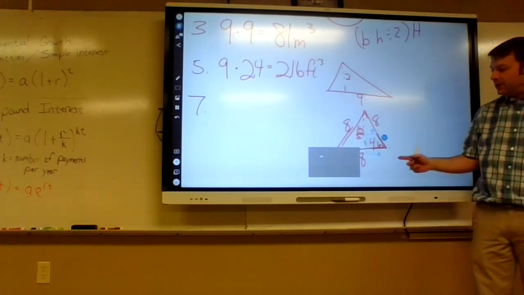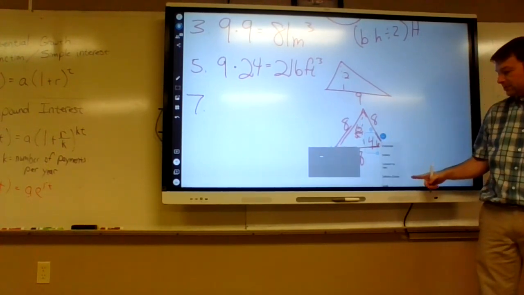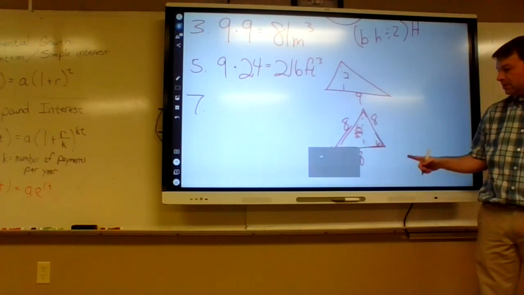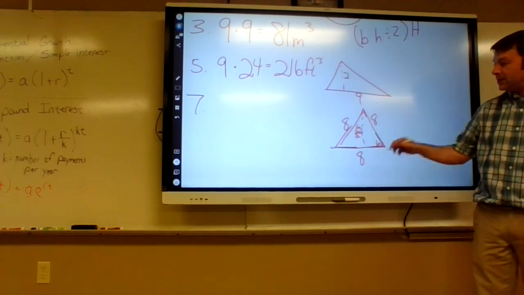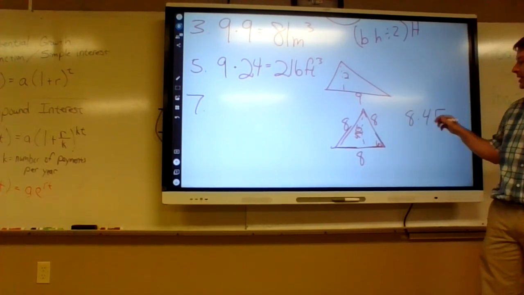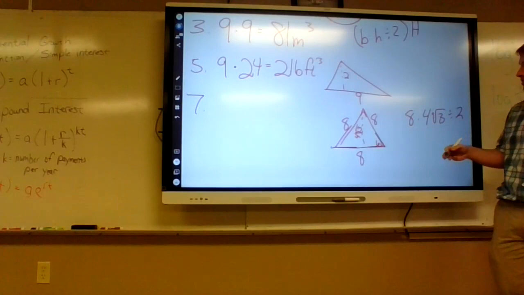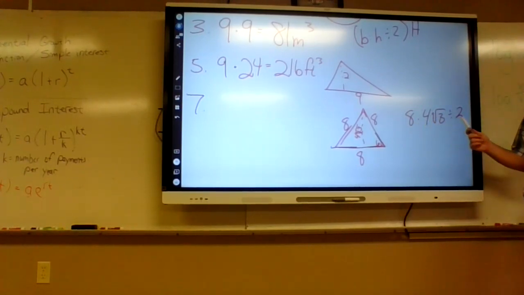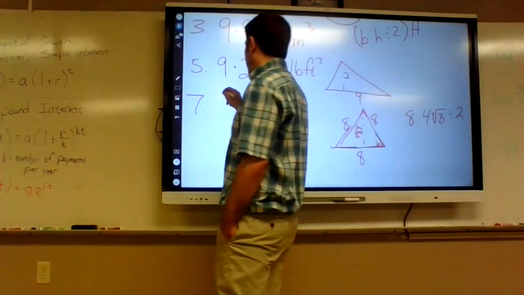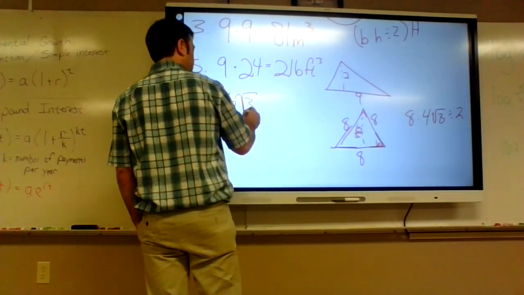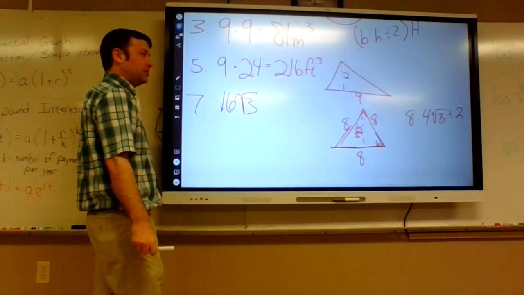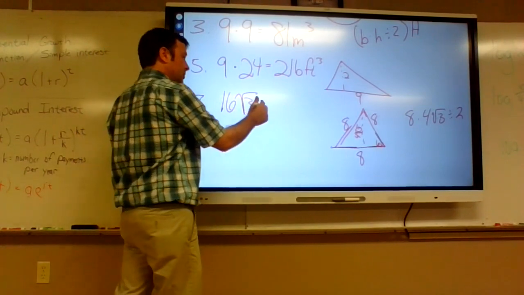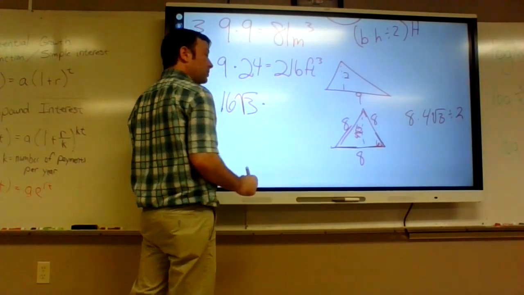Okay, how do I find the area of a triangle? Base times height divided by 2. So the base is 8, 8 times height divided by 2. 32 divided by 2 is 16, so 16 square root of 3. You can, if you want to on these, turn all the answers into decimals, but if I get a pi or a square root that doesn't simplify, I'm just going to leave it alone. That's one less thing to plug in the calculator.